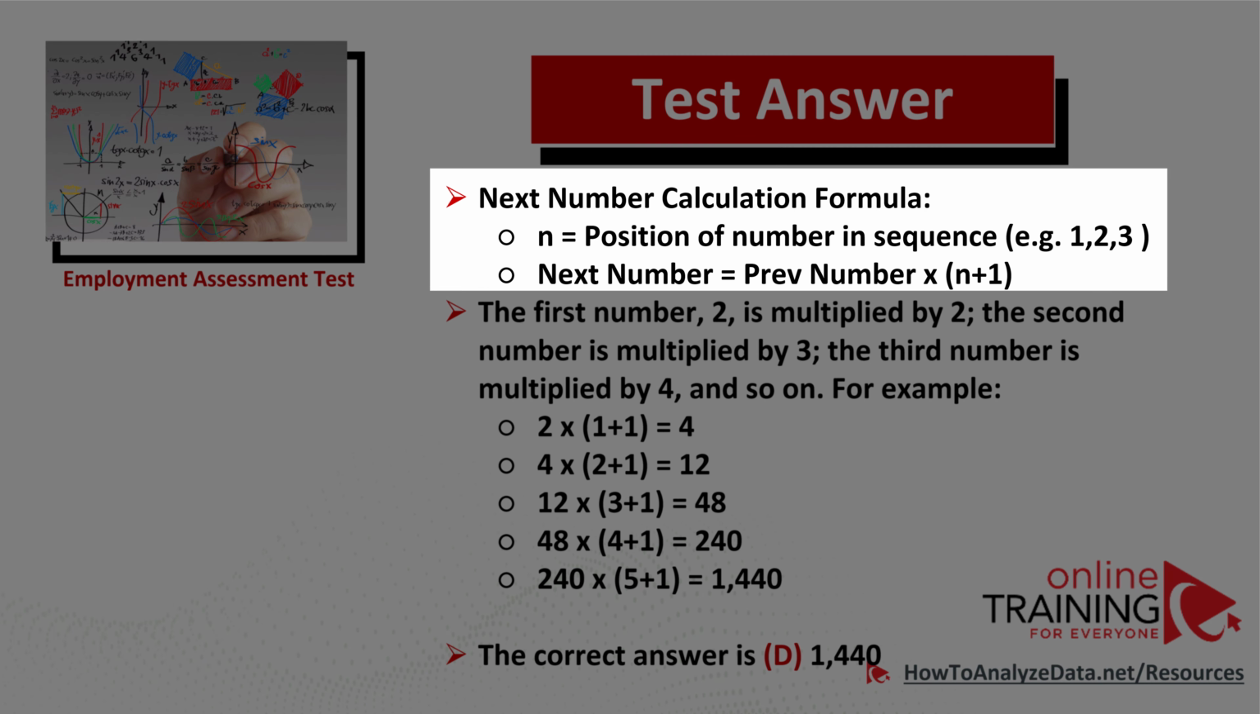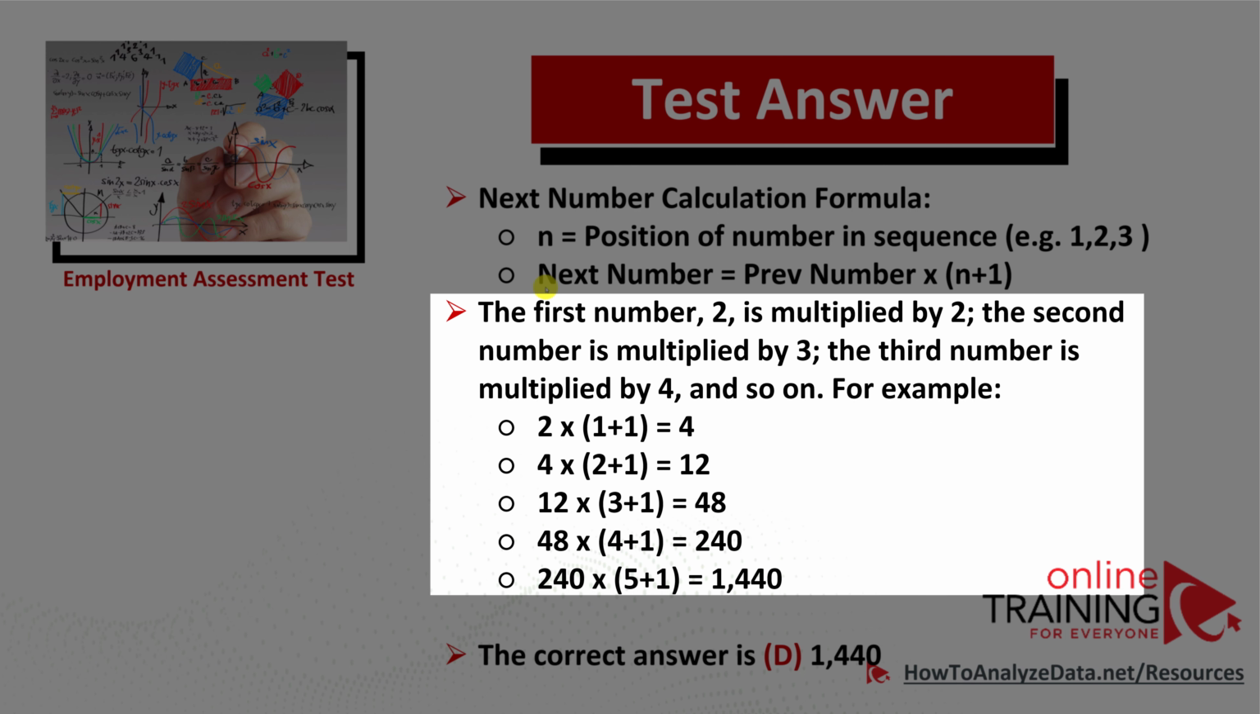In our case, we would need to have 2 values. We will use n as the position of the number in the sequence. For example, 1, 2, 3, 4, 5, as we have 5 numbers. And next number would be calculated as previous number multiplied by n plus 1. So if first number is 2, then it is multiplied by 2. For example, you see 2 multiplied by 1 plus 1 equals 4. The second number is multiplied by 3, and then the third number is multiplied by 4, and so on.